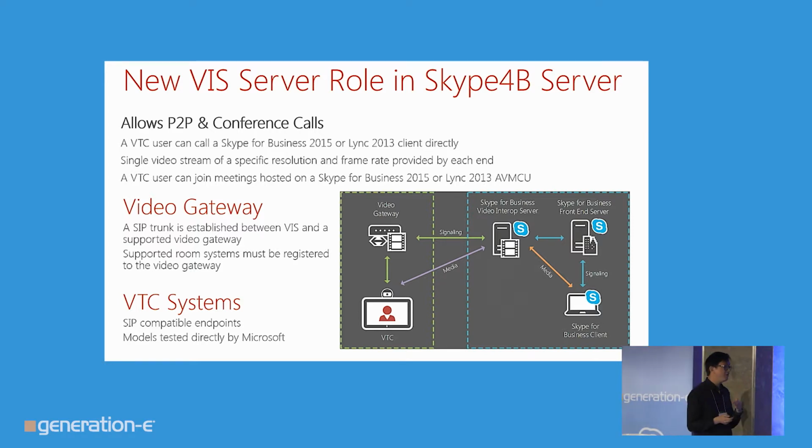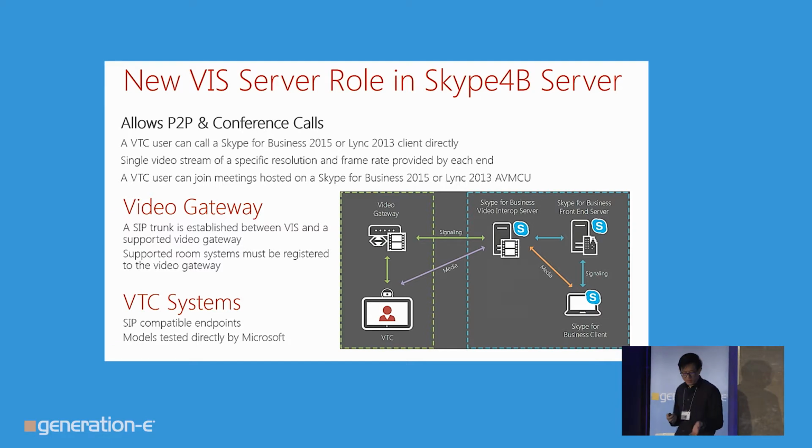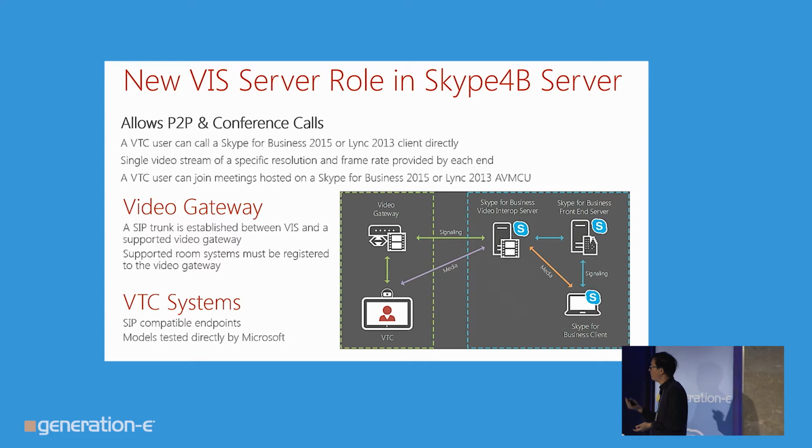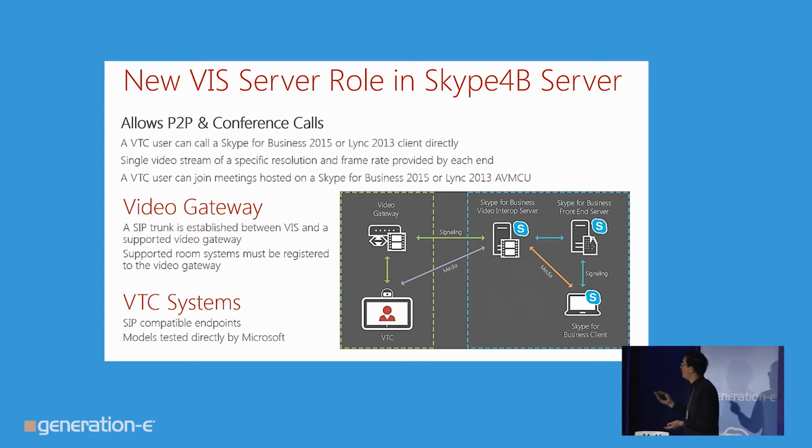So not the Lync capable VTCs like the Polycom Group series. We don't use this role. But if you have a legacy room system which is not Lync capable, then you can make use of the new VIS server role. So what it does is that the VTC user can call a Skype for Business client or Lync client directly, and it does this by just calling the telephone number of the Lync user or Skype for Business user, and the video will be established between the two.